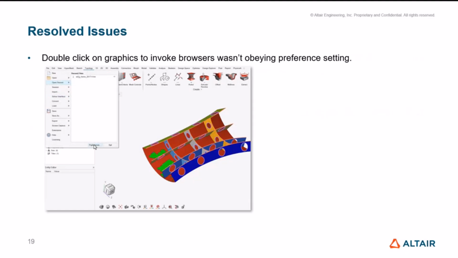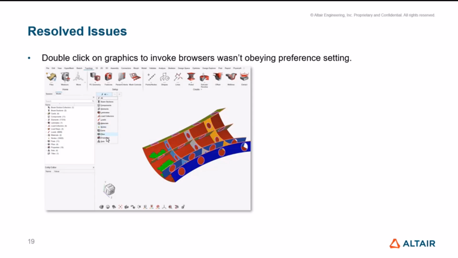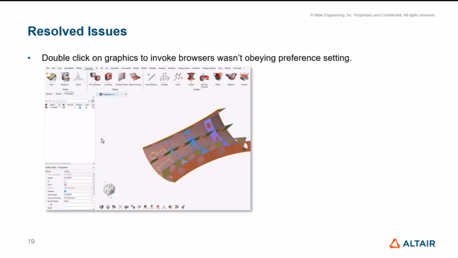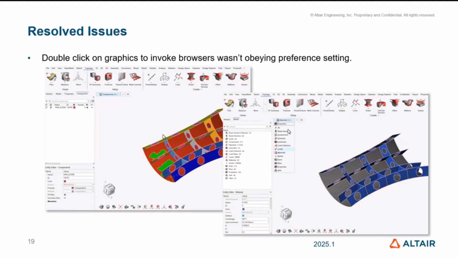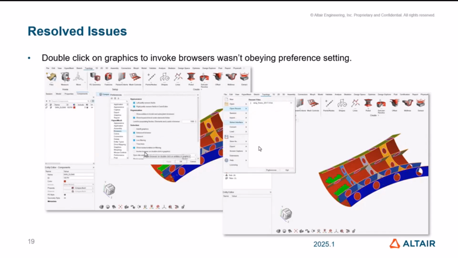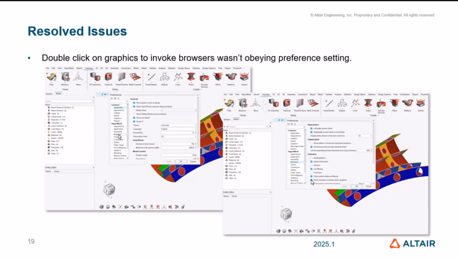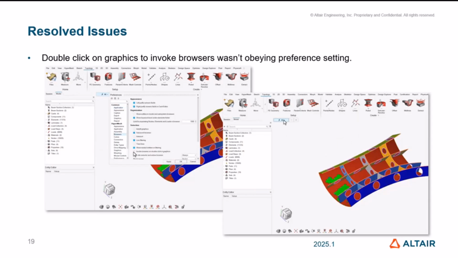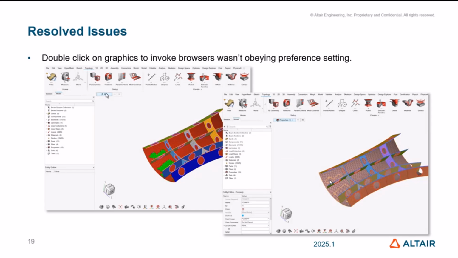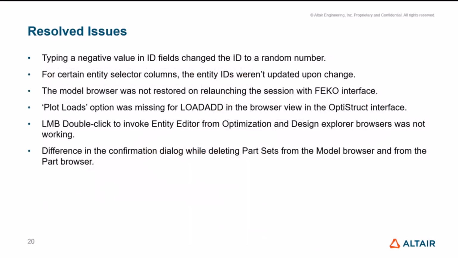Okay, here this issue was with a preference option. Currently in the product, we have a preference option that stops us from invoking the browsers when I double click on graphics. That wasn't working properly, and the same has been resolved. So the preference option is now being obeyed. If that option is turned off, my browsers aren't invoked when I double click an entity in the graphics. It's just that the entity editor is populated and the data is shown. This was one of the issues that came up with GM also. So that's been corrected now.